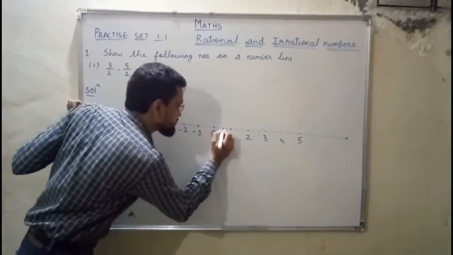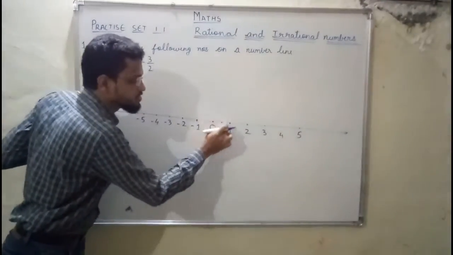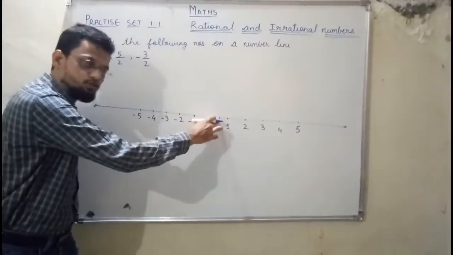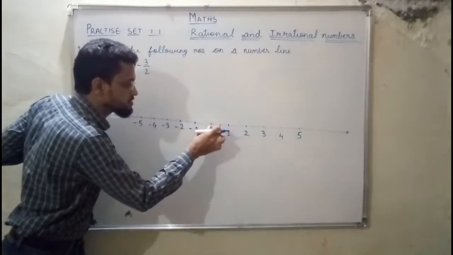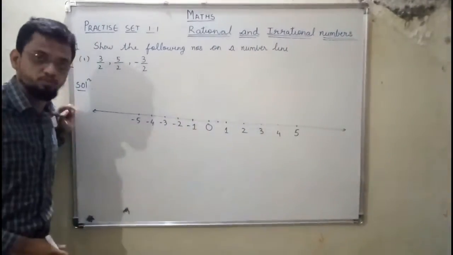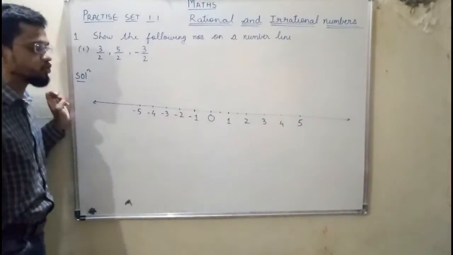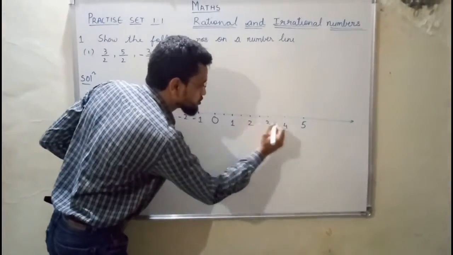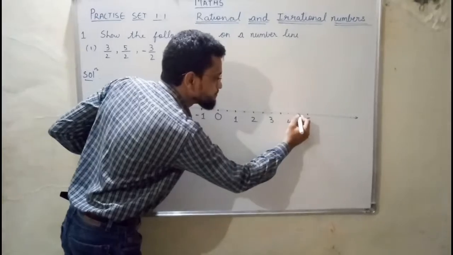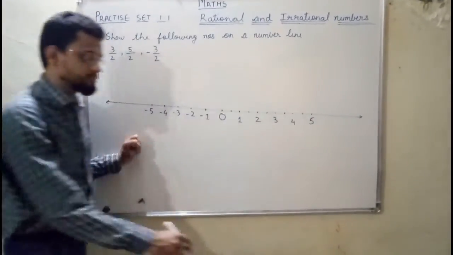So between 0 and 1 we place 1 point. This point divides the segment from 0 to 1 into 2 parts. Similarly, between 1 and 2 it will divide into 2 equal parts. Again from 2 to 3, 3 to 4 and 4 to 5.